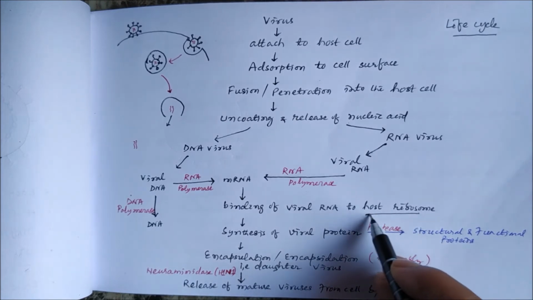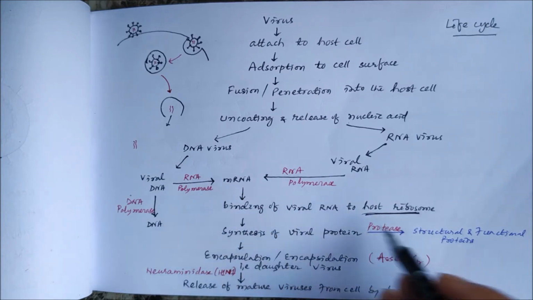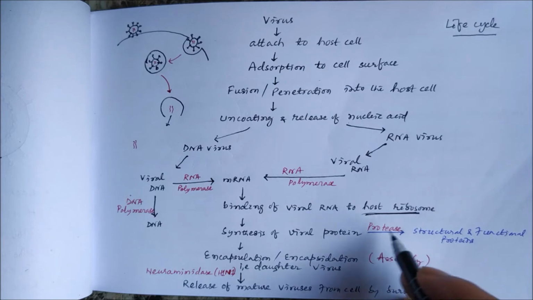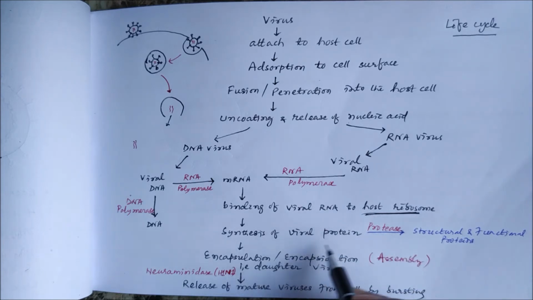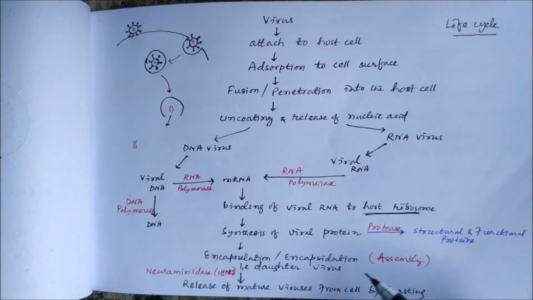So now the host cell action starts. Messenger RNA binds to the host cell ribosome. There will be synthesis of the viral protein, and in some viruses there is action of protease, so that these viral proteins which are synthesized will be converted to structural and functional proteins. Then all of them will assemble together.